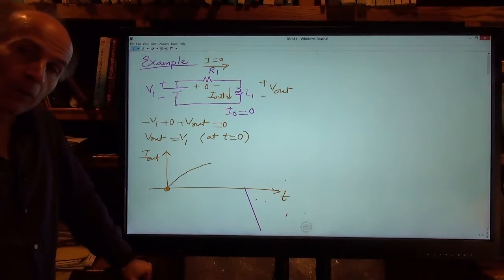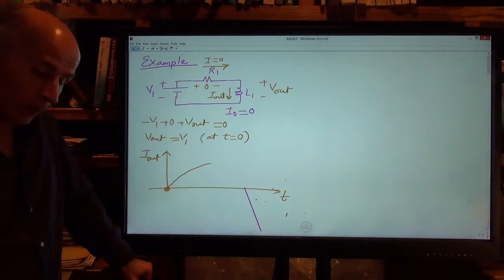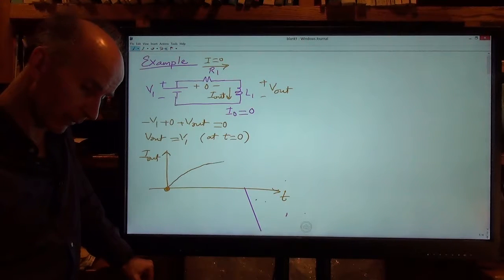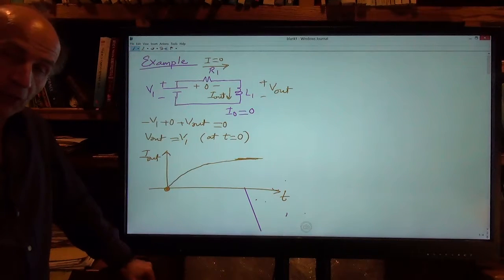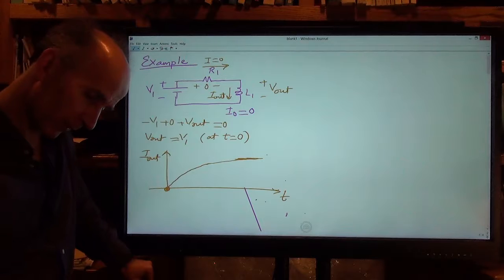And where will it go? Well, maybe it reaches a constant value. We don't know, right? So if it does reach a constant value, how much should that be? So let's put a question mark here.